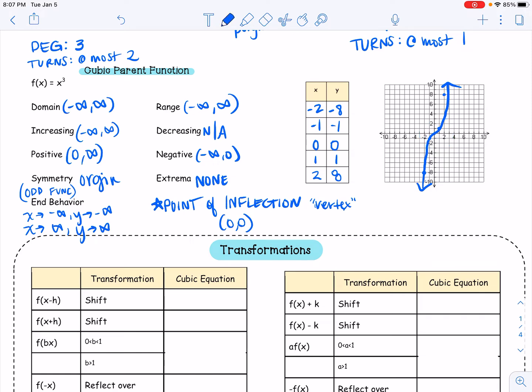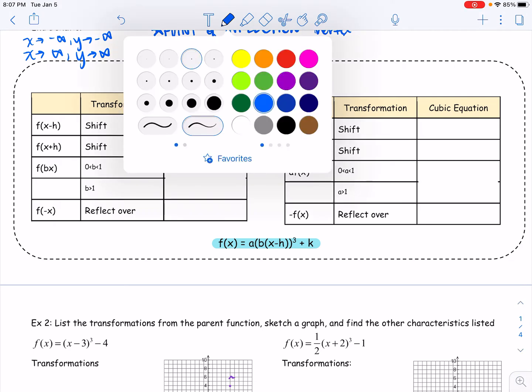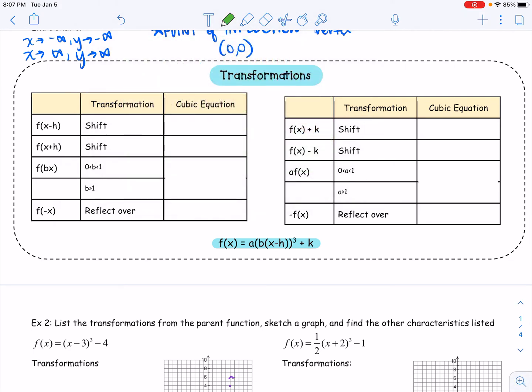So here's your parent function, and like always, we're going to transform it now. These transformations have not changed, so hopefully you know them by heart by now, and you can just fill in this table with no help or no kind of hiccups. So when we see something inside of the parentheses, remember that's always horizontal and it's opposite of what we think. So this is actually going right, left, and then this will be your horizontal stretch or compression. So this will be the horizontal stretch. And then this one will be the horizontal compression.